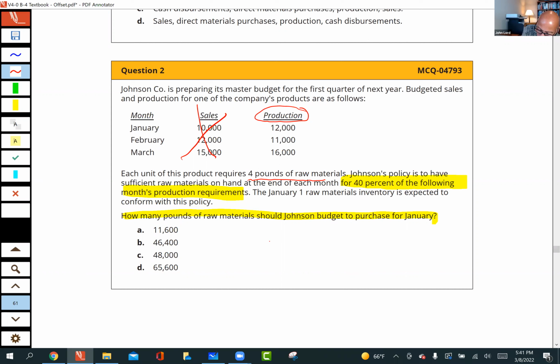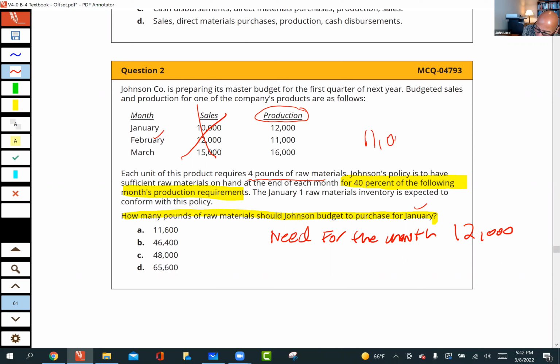So the way I like to do these is I say, well, what do they need for the month? The need for the month is at least what? At least 12,000. They know they've got to have 12,000. Okay. And then they want to have what? They want to have enough left over. And if it's January, they want to have enough left over for what? February, to start February off, right?